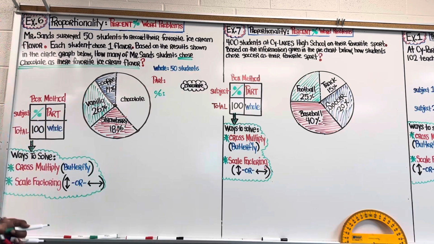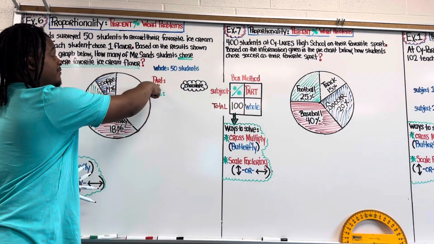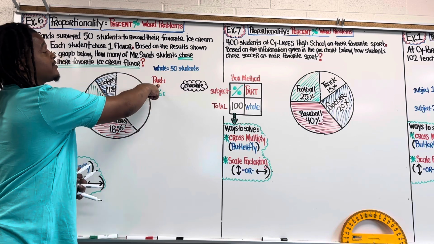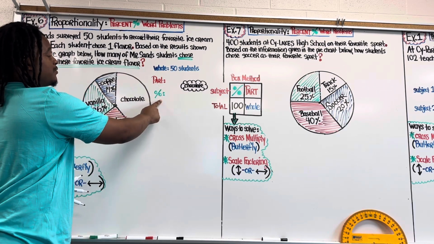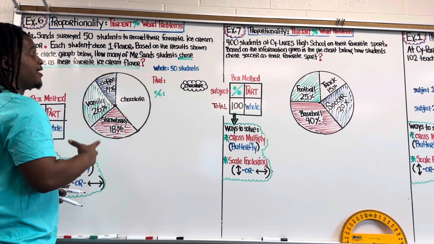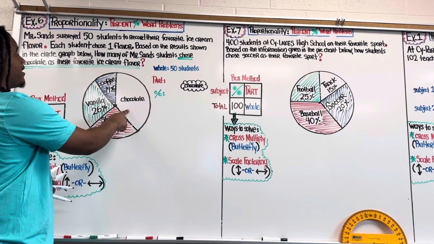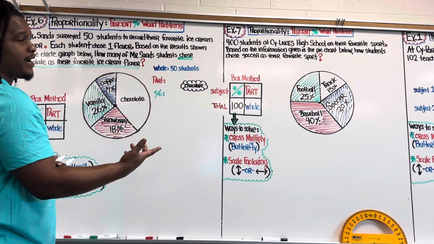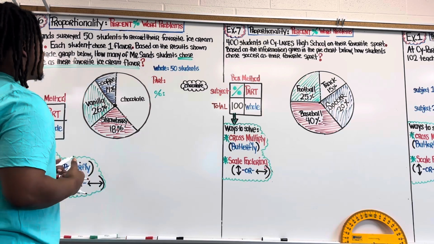Now, in this particular case, guys, they didn't give us the exact number of students that chose chocolate. We're going to have to solve for that. But they did give us the percent of students that chose chocolate, and we can find that out by utilizing this pie graph, or circle graph. I usually call it a circle graph or a pie graph. Either one is the same.